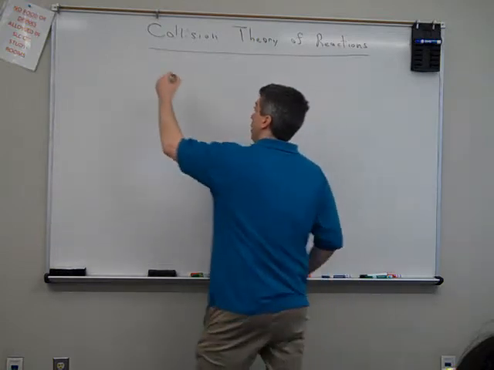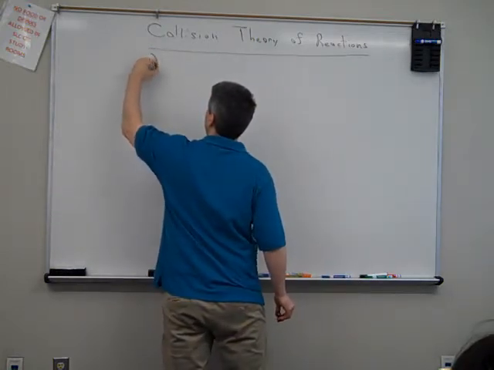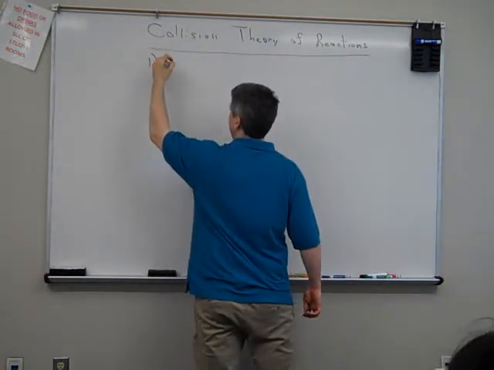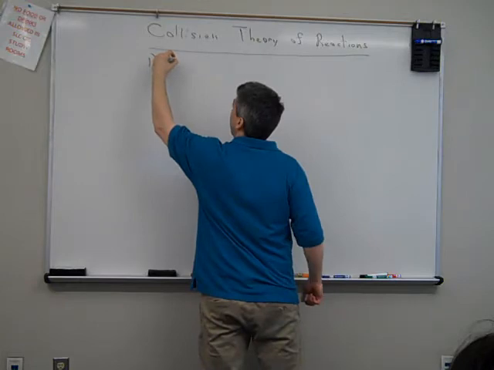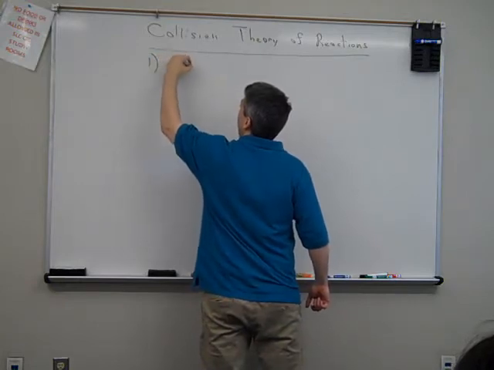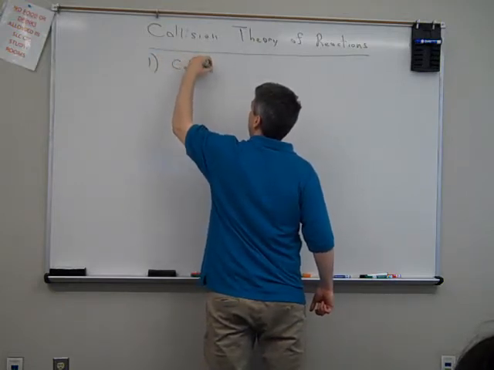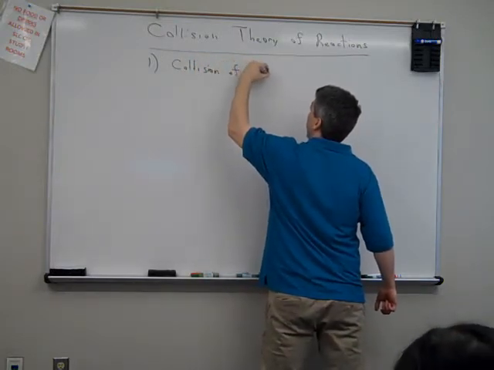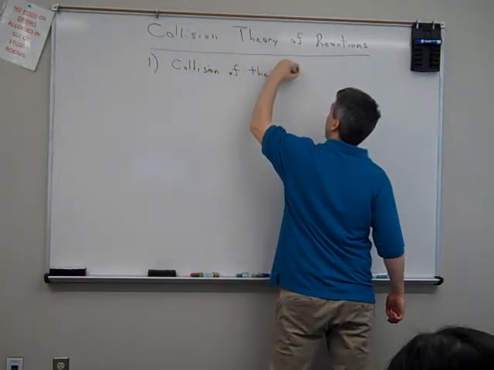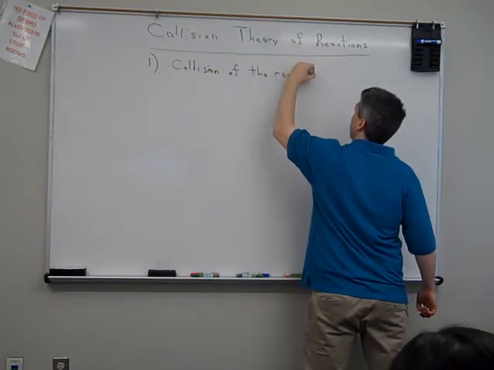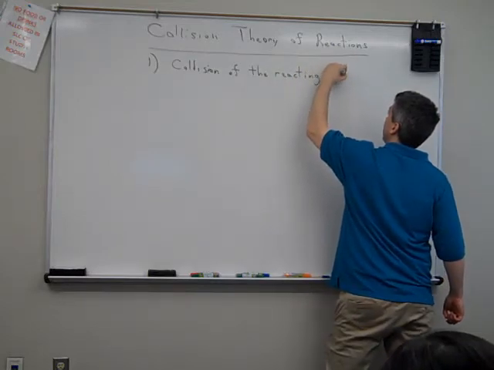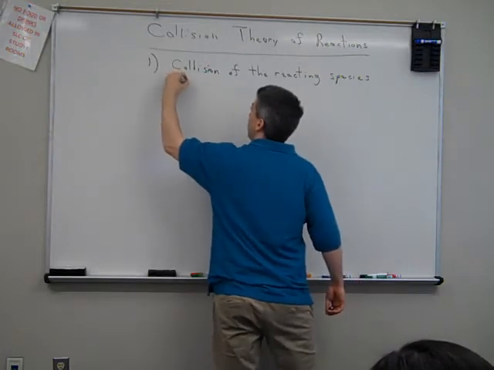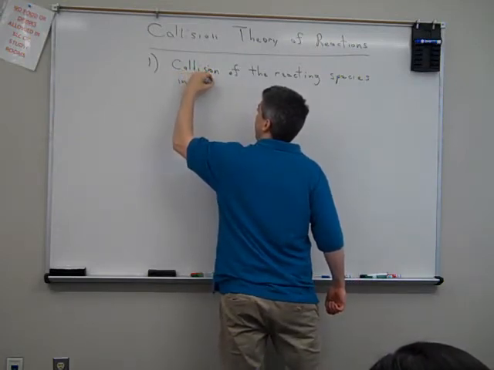So the collision theory of reaction basically states that two things are necessary for a reaction to take place. A collision of the reacting species in exactly the right orientation.